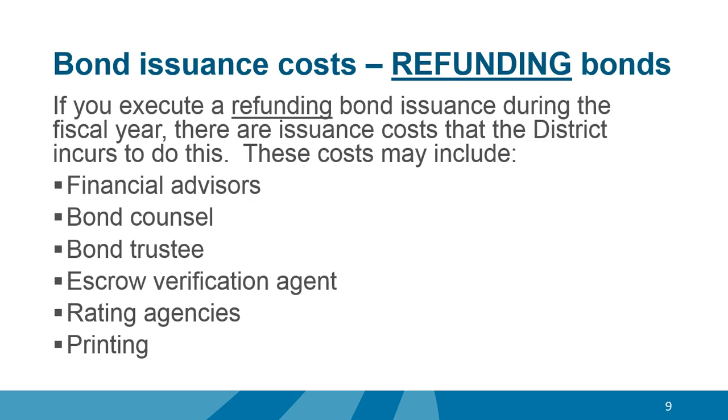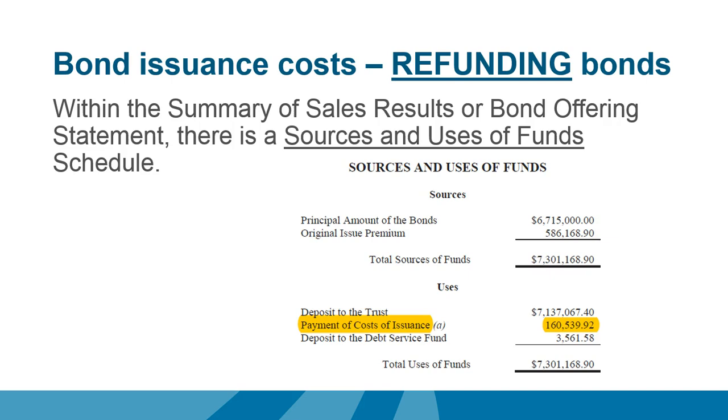So where can you find this amount so that you can budget for it? Within a document called the Summary of Sales Results, or within the bond offering statement themselves, there should be a schedule called the Sources and Uses of Funds. If you look under Uses, you will see a line for the payment of the cost of issuance. In this case, the issuance costs listed are a little over $160,000. Let's pretend for the sake of our example that this refunding was executed during fiscal year 2018.